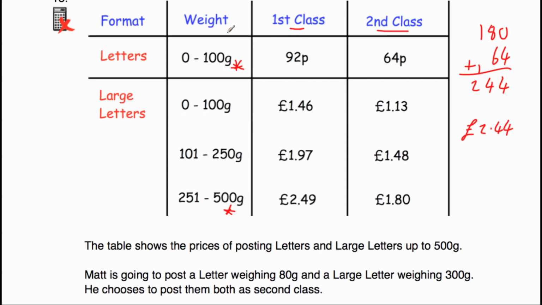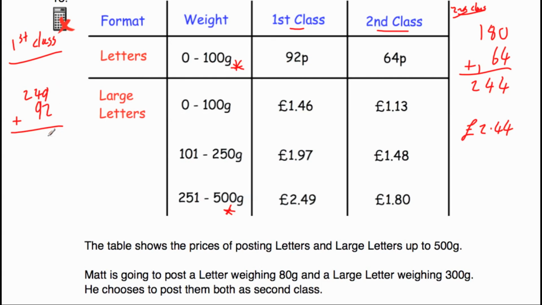Now, if he had used first class, so let's go over this side, so that's second class over here. And I'm just writing around the table so you can see it on the video. If I was doing this question, I would write this below. So we've then got first class. So first class, how much would it have cost him if he had sent them first class? So for first class, the letter would have cost him 92p, and the large letter would have cost him £2.49. And let's add those and see what we get.